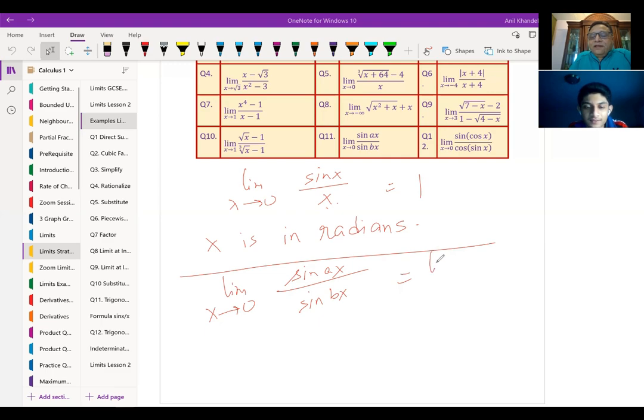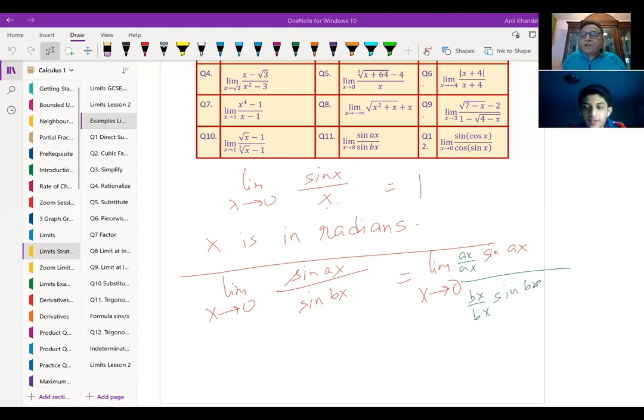So we can rewrite this as the limit as x approaches 0, and we have sine ax. We can multiply this term by ax over ax, to get rid of the ax, so that we have one term as sine ax over ax. It will be 1. And then x is approaching 0, we can still work with it, right? And the other term also, we will multiply and divide by bx. Is that okay? Yes, sir.